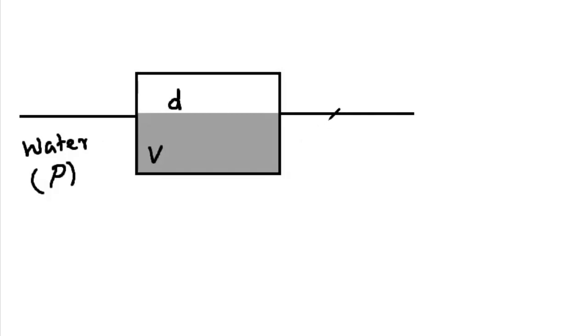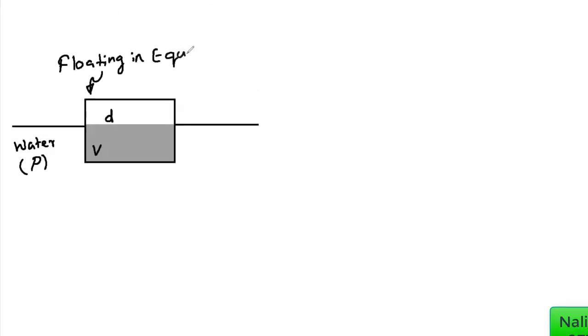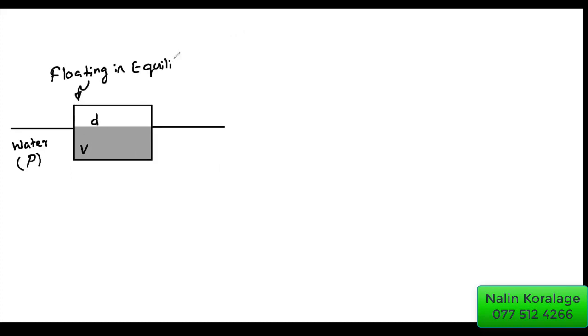And that's going to be the water level, and that amount is going to be up. So now the object is floating. It's called floating. Object is floating in equilibrium. What do you mean by equilibrium? Object is not acted on by a net force.